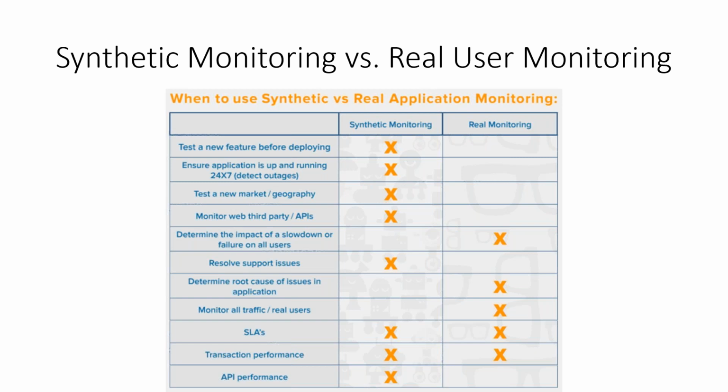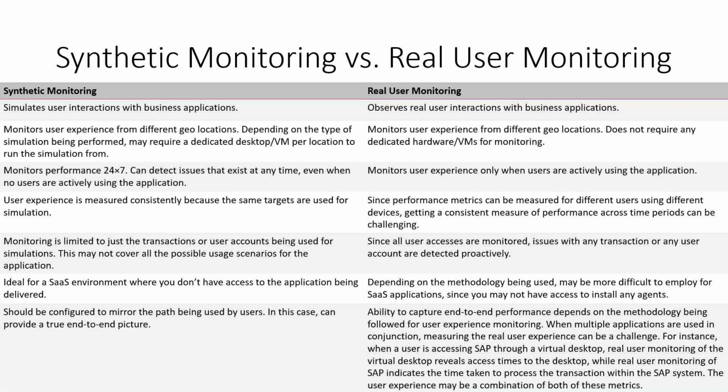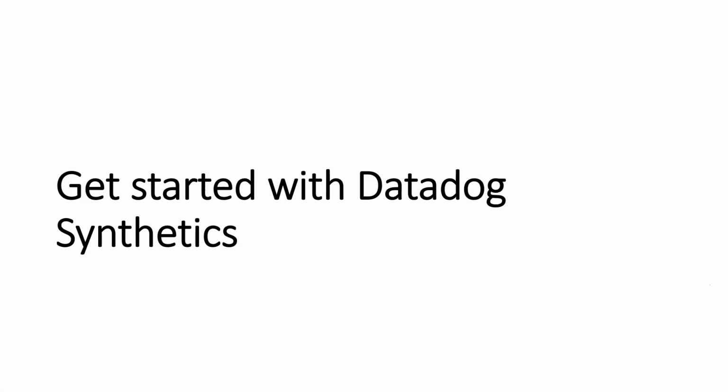For resolving support issues, synthetic monitoring will help you. To determine the root cause of an issue in the application, only real user monitoring will tell you. If you want to monitor all the traffic on a real basis, real user monitoring will help you. To match the SLA, both are okay. For transaction performance, both are okay. For API performance, synthetic monitoring will help you. So these are some of the differences between synthetic monitoring and real user monitoring.